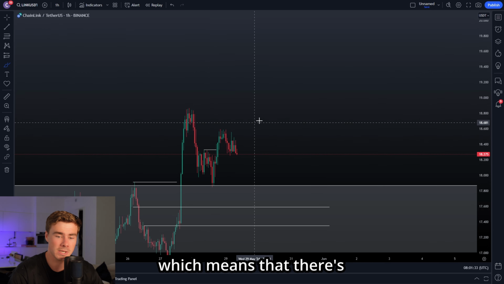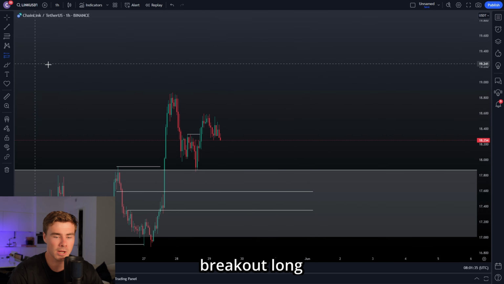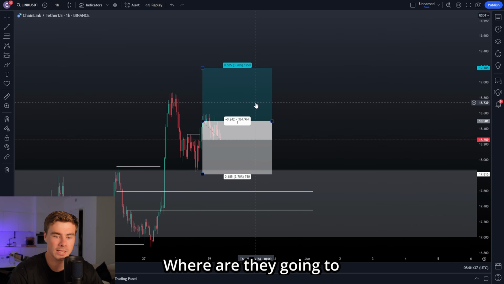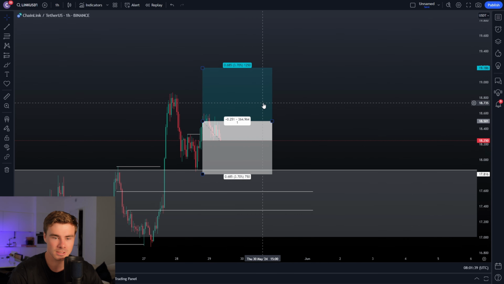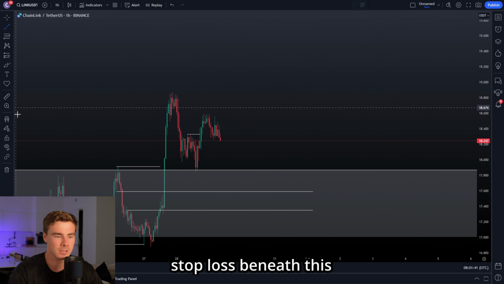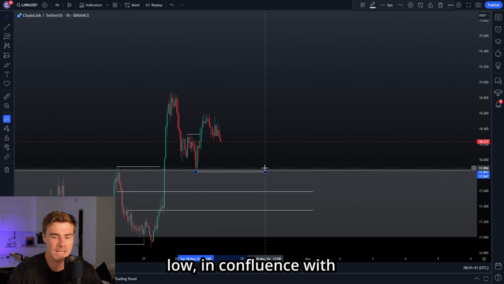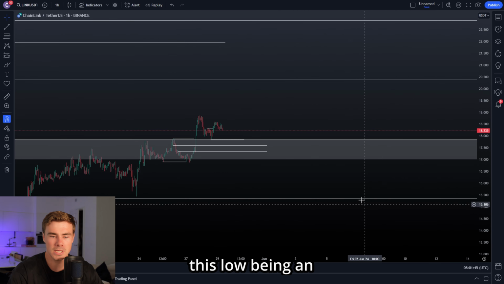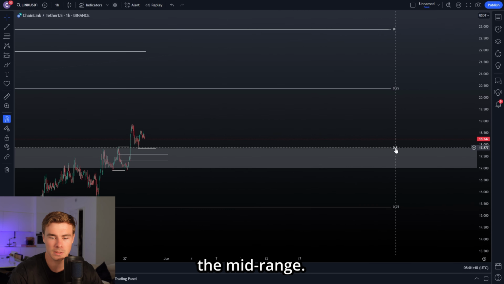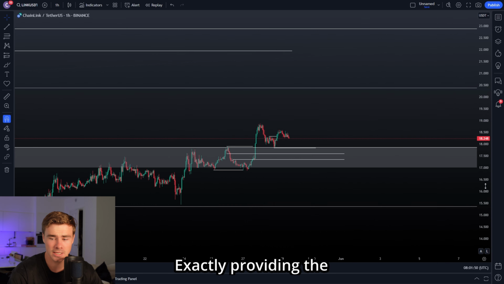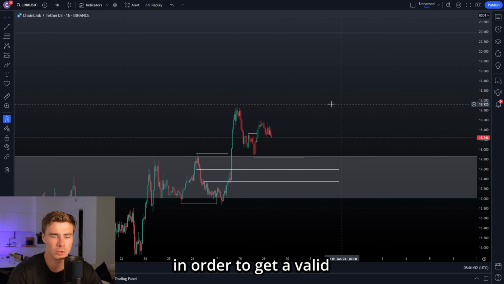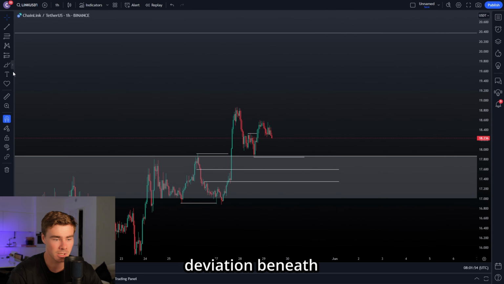confirmation, which means that there's a lot of people that are breakout long in Chainlink over here. Where are they going to put their stop loss? Exactly. They're putting their stop loss beneath this low, in confluence with this low being an oh so perfect retest of that mid-range, exactly providing the liquidity that we need in order to get a valid deviation beneath the mid-range.